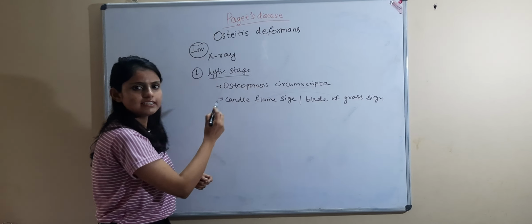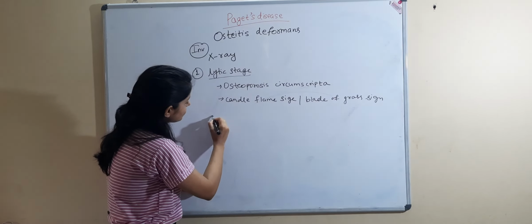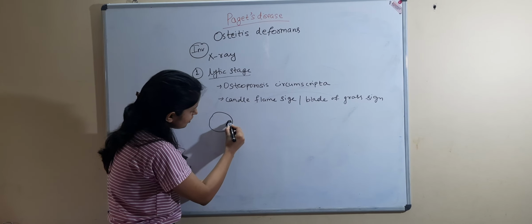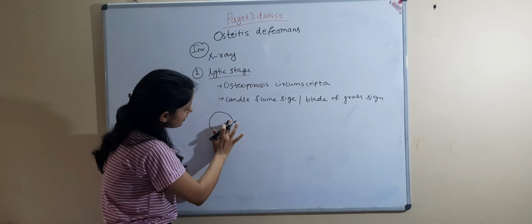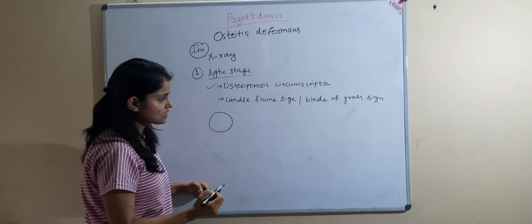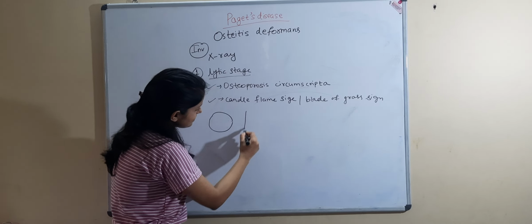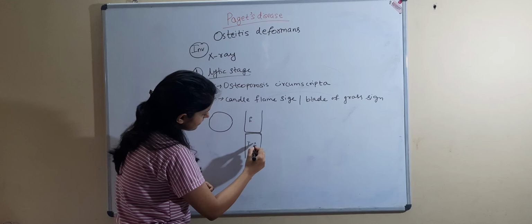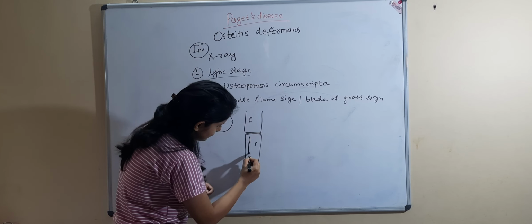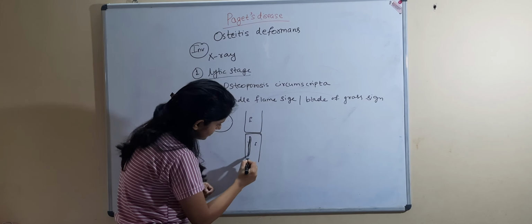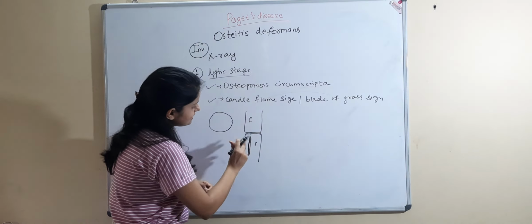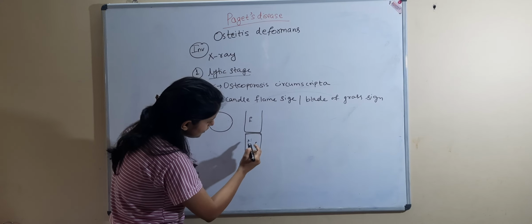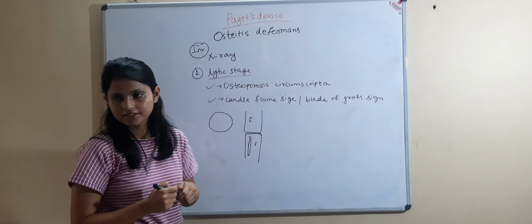As this is the lytic stage, osteoclastic activity will be high. So like this is the skull bone, and here will be the empty space due to the osteoclastic activity. Bone resorption will occur, and it is called osteoporosis circumscripta. In candle flame sign, suppose this is the femur and this is the tibia and fibula. This part of the bone, in the middle of the bone, there will be empty space, as osteoclastic activity is increased. So it will look like a candle flame sign on the X-ray.